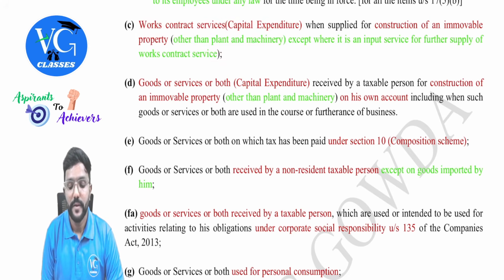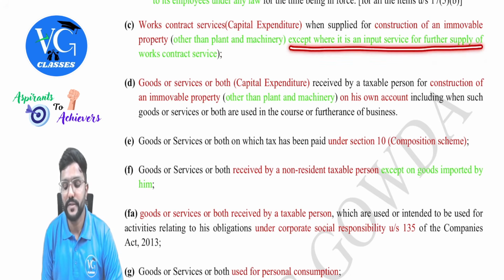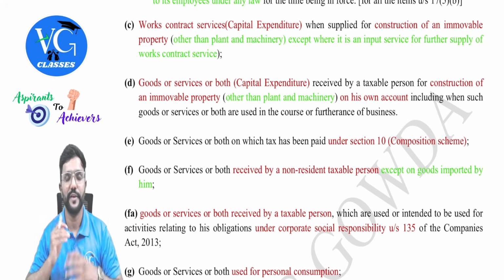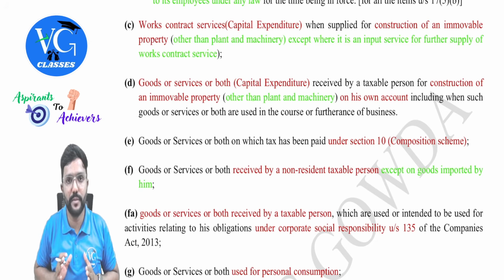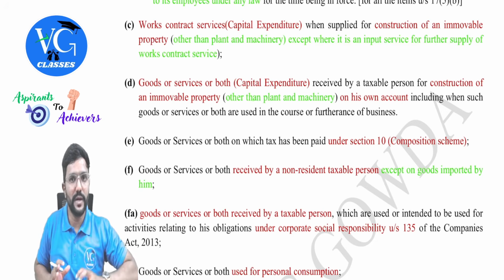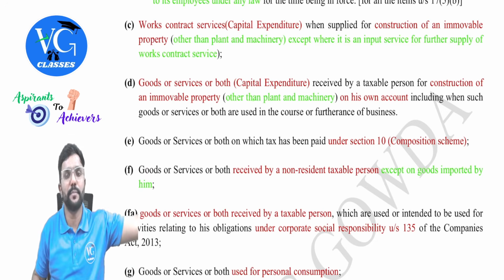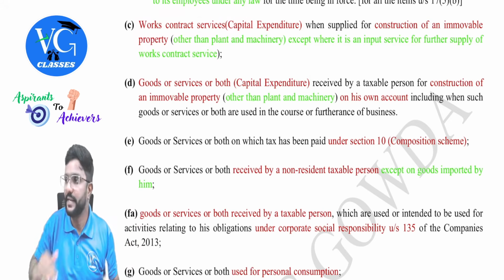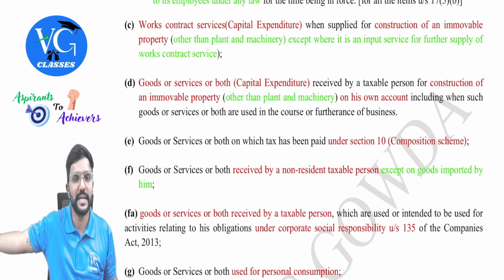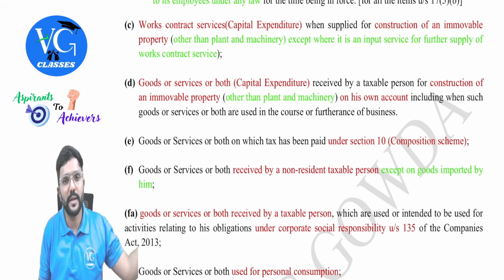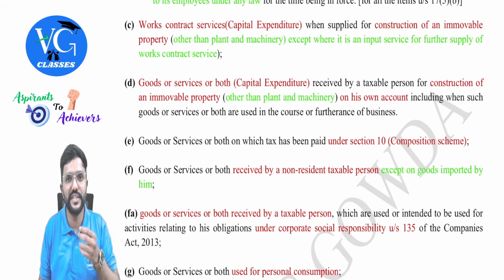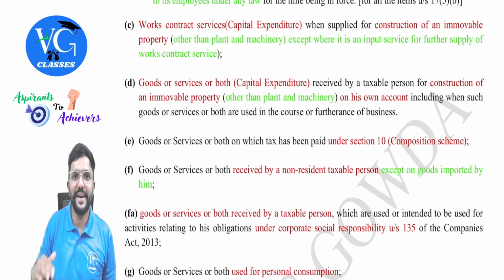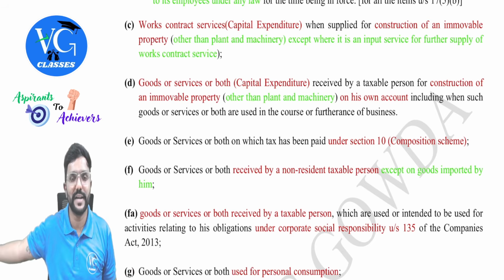Okay. Next, except where it is input services for further supply of works contract service. For example, assume I am a construction company. I have given my work or I have outsourced my work to a subcontractor. So he is providing works contract services to me, which in turn I will provide it to my clients or customers. So whatever the subcontractor is providing to me on which I paid GST, can I claim the credit? Yes.